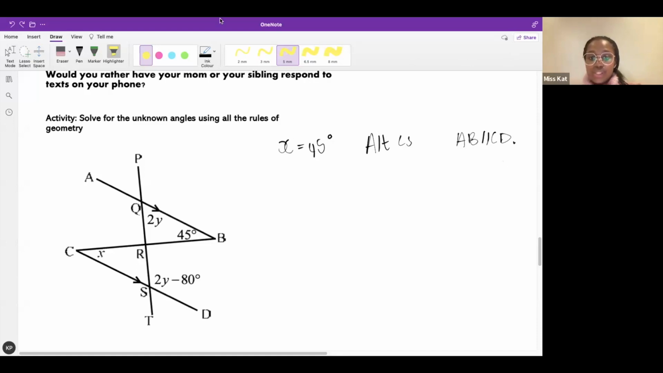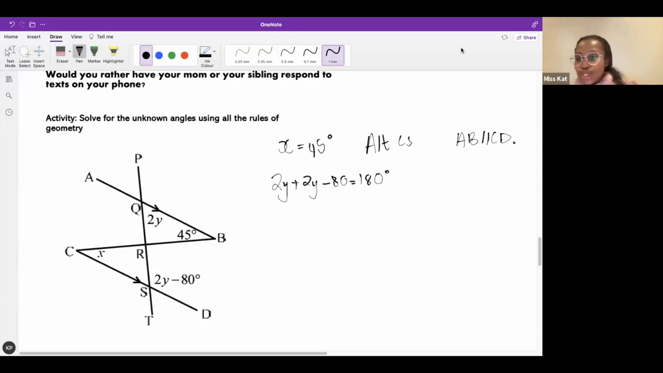Oral Dean? Hello, ma'am. Are you helping me or do you have a question? Ma'am, I'm helping you. Okay, let's hear. So you're gonna say 2y plus 2y, of course, I'm gonna write with my highlighter, 2y plus 2y minus 80 equals 180.